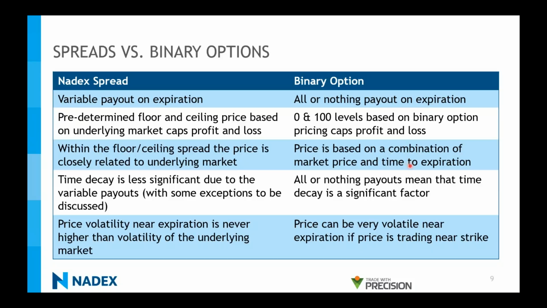Price is based on a combination of market price and time to expiration. Time to expiry plays a much more pronounced role here. All or nothing payout means that time decay is a significant factor, and price can be very, very volatile near expiration if price is trading near strike. Why is that the case? If you think about it, price is just sitting at the strike price and you have 10 seconds to go. At the strike price means this contract is worth $0 in 10 seconds. If it just ticks up by 1 cent, one tick, it's suddenly in the money. What is the binary contract then worth at that point in time? With 10 seconds to go, it's now worth $100.